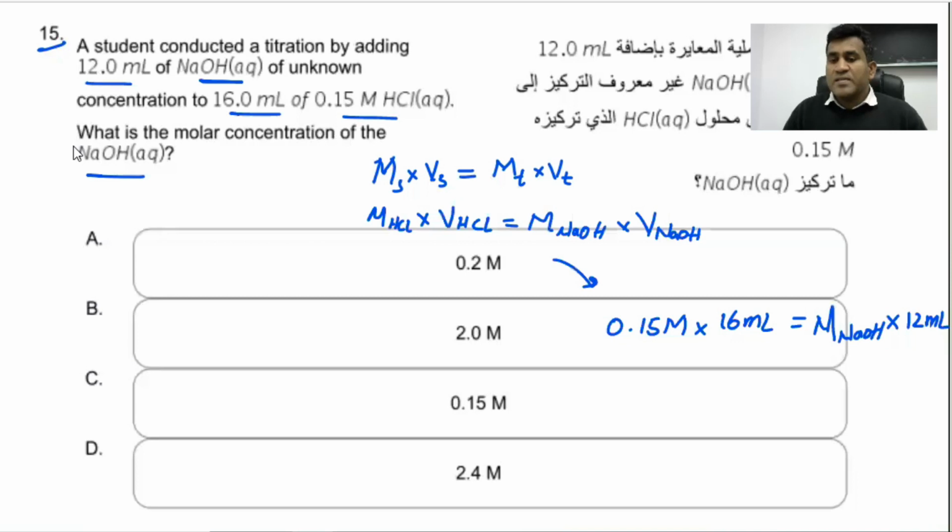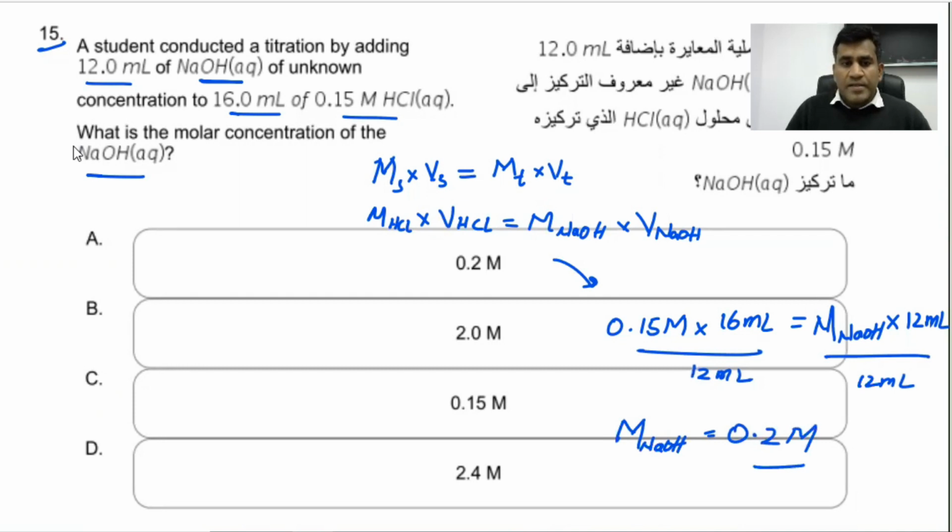Simply by doing the math, divide both sides by 12 milliliters. What do you get? The molarity of NaOH will be 0.15 times 16 divided by 12, which gives us 0.2 molar. So the answer here is A.